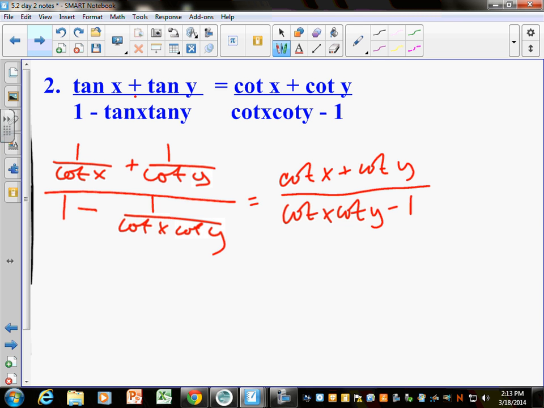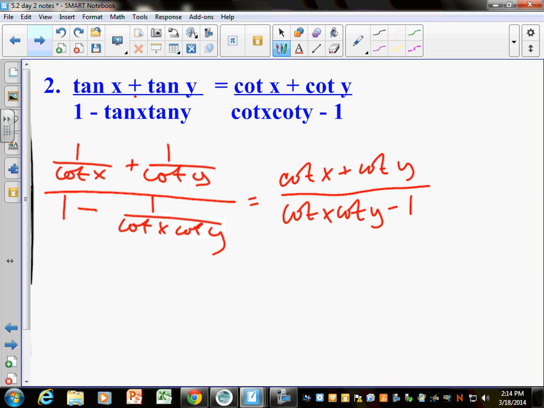What am I going to do with these two here? Common denominator. What do you think I'm going to do with this on the bottom here? Common denominator. Can I do it at the same time? Maybe. I'm going to get a common denominator at the top. I'm going to get a common denominator on the bottom.